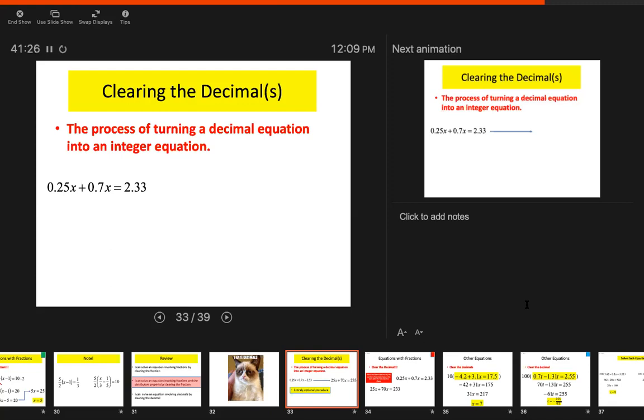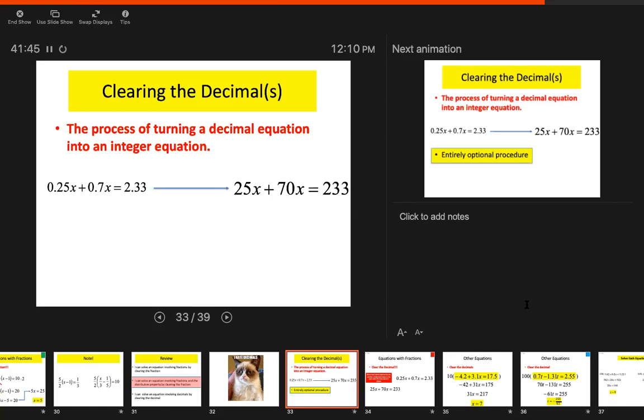So if I move this one 2 places, I've got to move that one 2 places. If I move this one 3 places, I've got to move that one 3 places, and so forth and so on. So you look at whichever one has the most decimals. Hey, both of these have 2. And you move everything 2 decimal places.